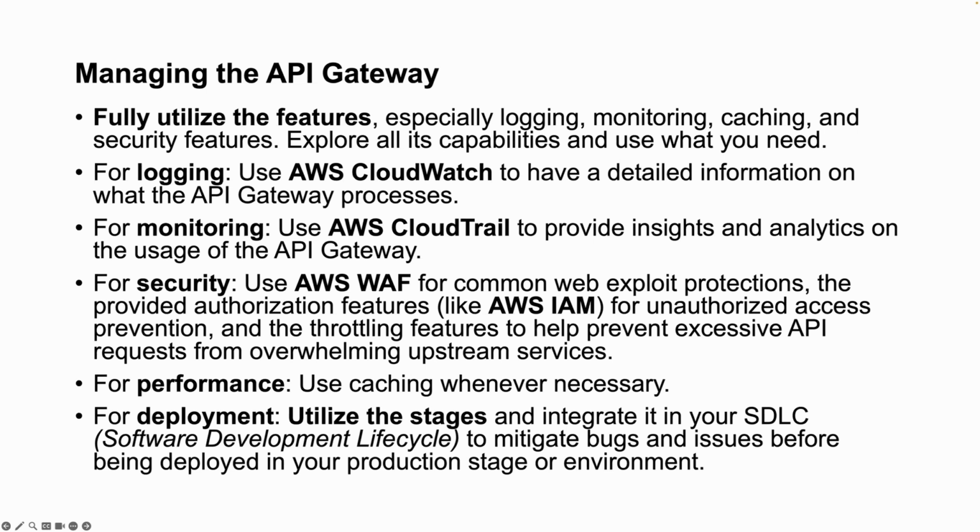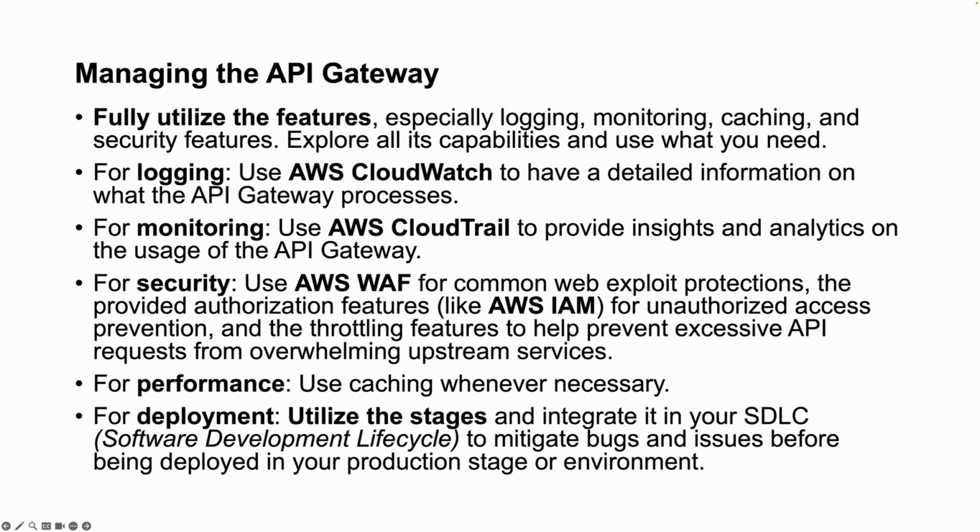And then for security, which is the most important thing to also enable, AWS has provided a lot of security features, but I would like to highlight three. The first one is the AWS WAF for common web exploit protections. The second one is the provided authorization features for unauthorized access prevention. You can use AWS IAM or AWS Cognito for it. And the last one is to use the throttling features to help prevent excessive API requests from overwhelming upstream services. This also prevents you from having a high cost of AWS usage.